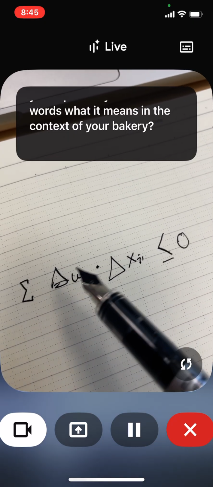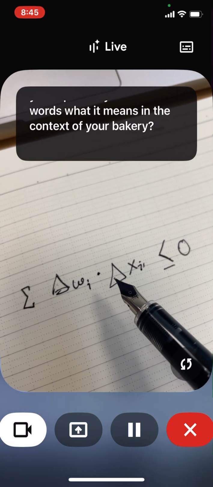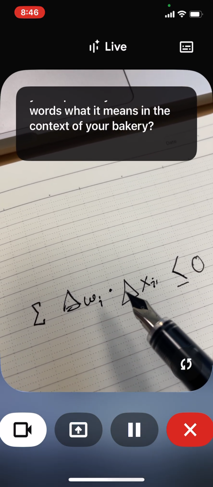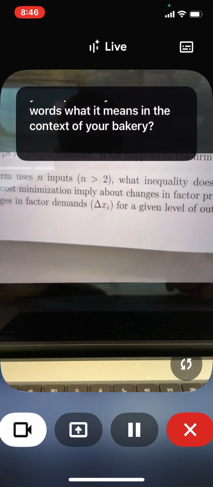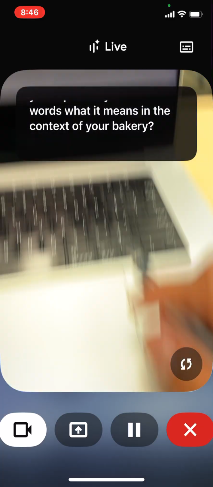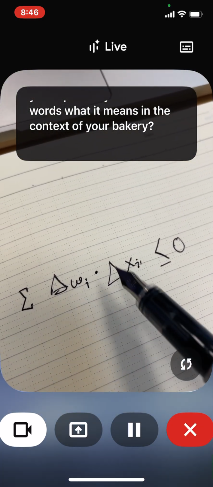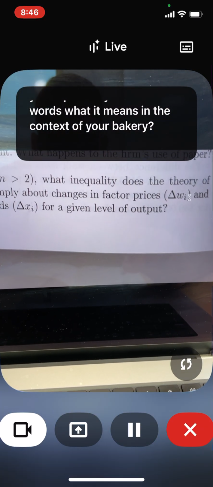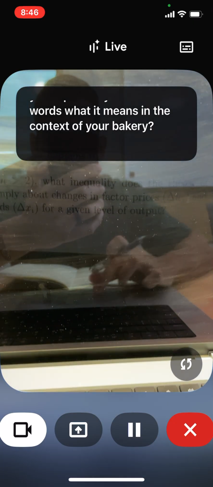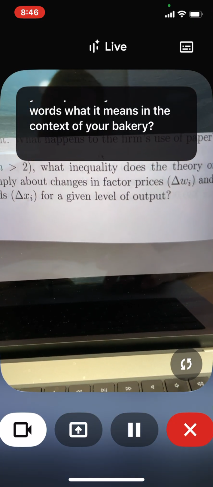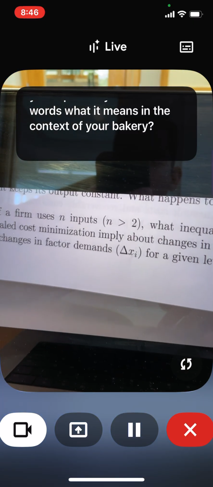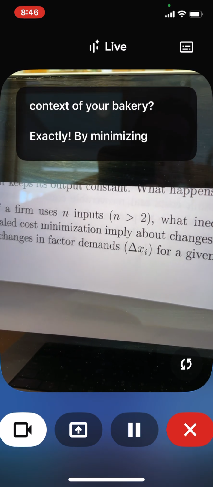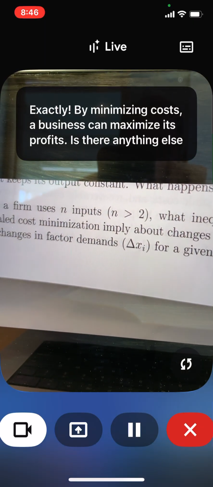Then by multiplying these two, it'll give us a number by which we can compare to other quarters or other time periods to see if our costs are remaining the same. It'll give us a nice numerical, quantitative evaluation of how much we're getting charged for those ingredients, and how much we can make money, I guess. Exactly. By minimizing costs, a business can maximize its profits. Is there anything else I can help you with?